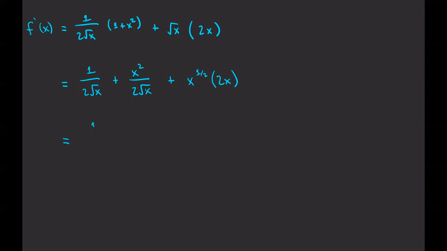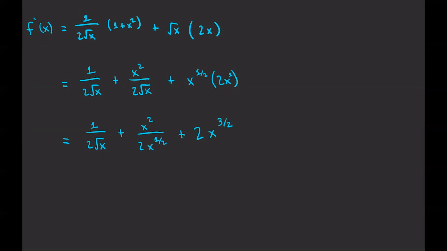Let's go ahead and continue simplifying. Leave this 1 over 2 root x just like it is for now. I have an x squared over a 2x to the 1/2 plus, and now when I have x to the 1/2 times 2x, that 2 I can just bring out. That's a constant. That'll just pop right out. Now I have x to the 1/2 multiplied by x to the 1. So that's going to be x to the 1/2 plus 1, which is 3/2. So I have 2x to the 3/2 right there.